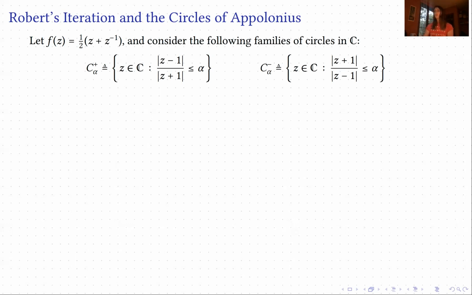So the family that we're going to study is a family of circles in the complex plane whose foci are the points 1 and -1. We can parameterize this family of circles by the ratio, which we'll call alpha, of their distances to these two points. We're going to define C alpha plus to be all those points in the complex plane whose distance to the point 1 is at most alpha times their distance to the point -1. And similarly, C alpha minus is those points whose distance to the point -1 is at most alpha times their distance to the point 1. And as alpha goes to 0, these circles are going to shrink down around the points 1 and -1 respectively.